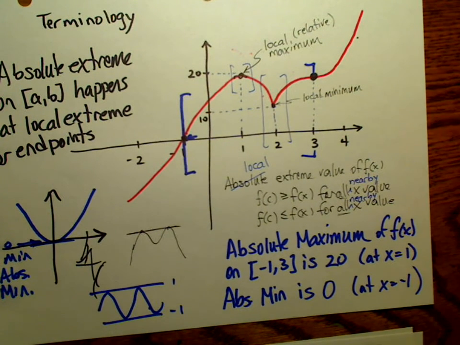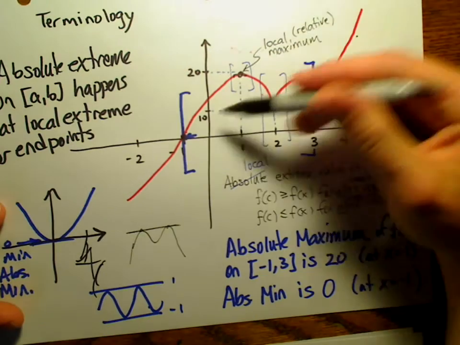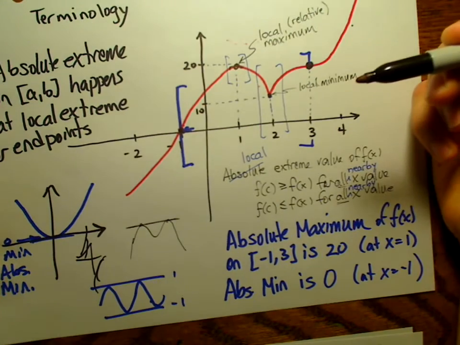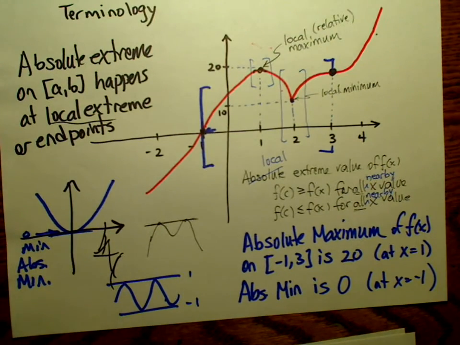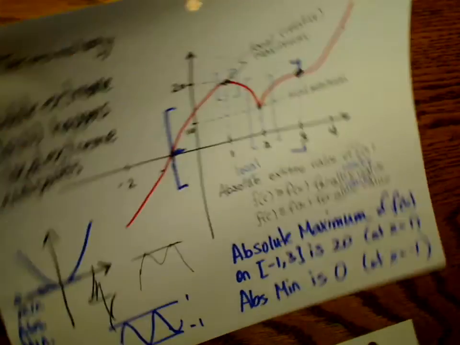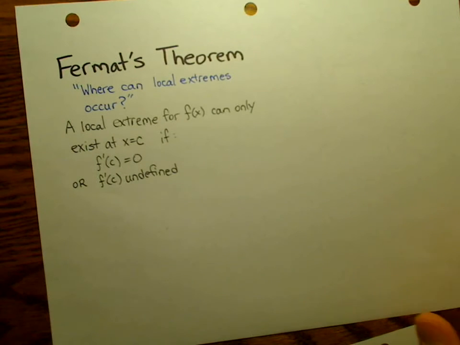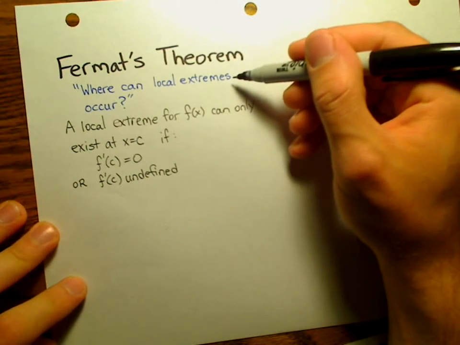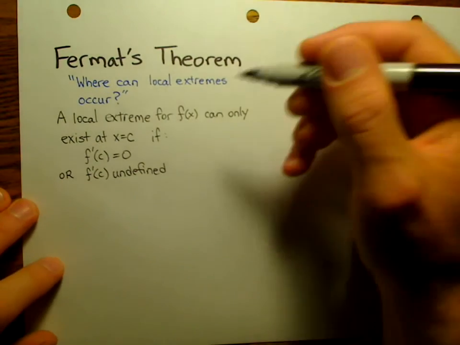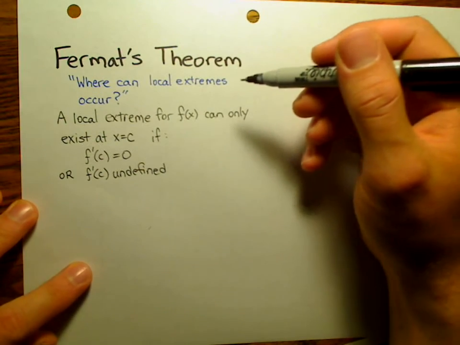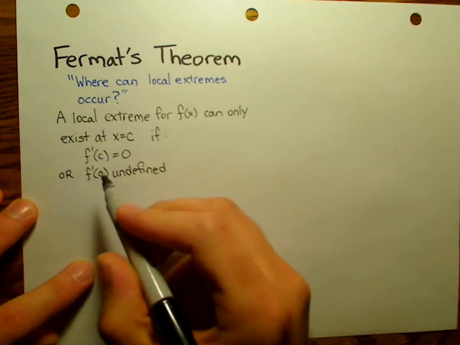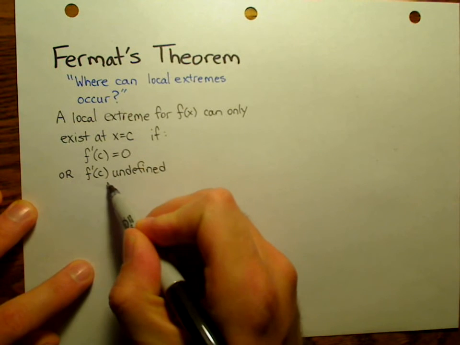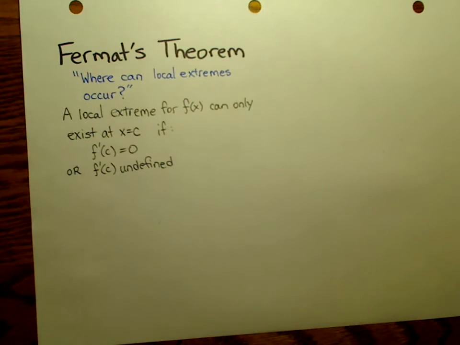All right, so we've now narrowed our candidate list down to endpoints and local extremes, but we just traded one problem for another. How do we find these local extremes? That's what Fermat's theorem does. So Fermat's theorem is all about where these local extremes can occur, and it comes down to just a few places. A local extreme for f can only exist at x equals c, at a certain x value, if either the derivative is 0 or the derivative is undefined.